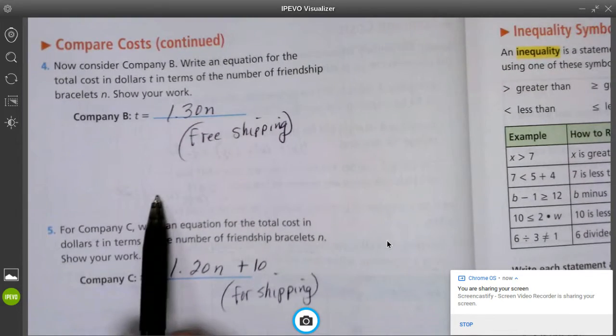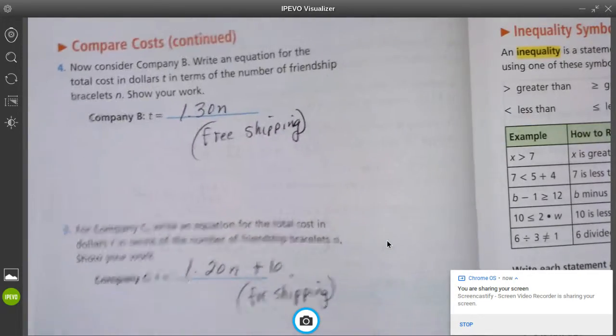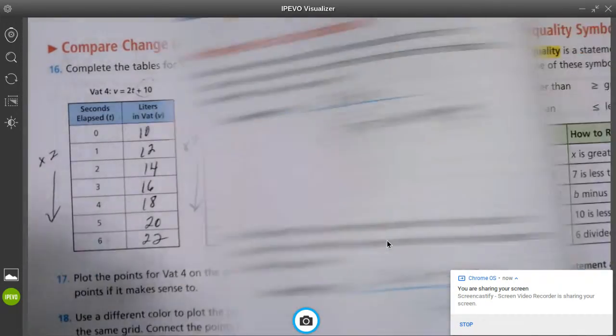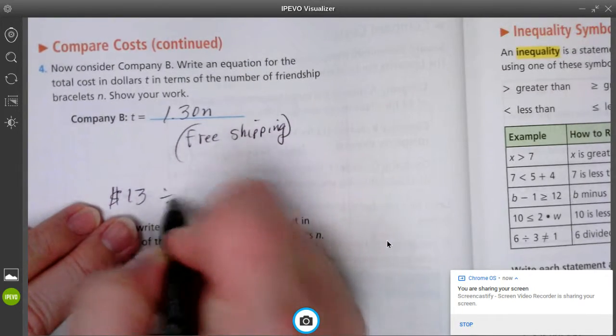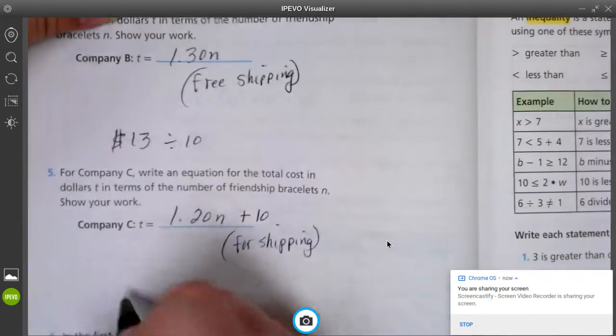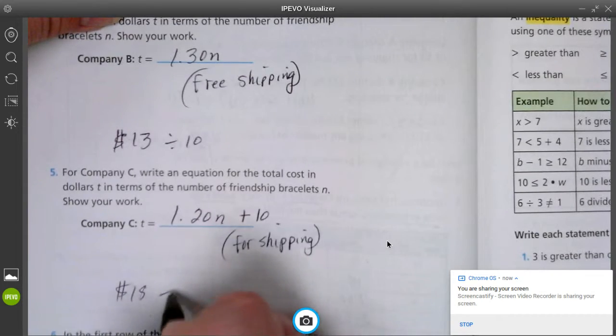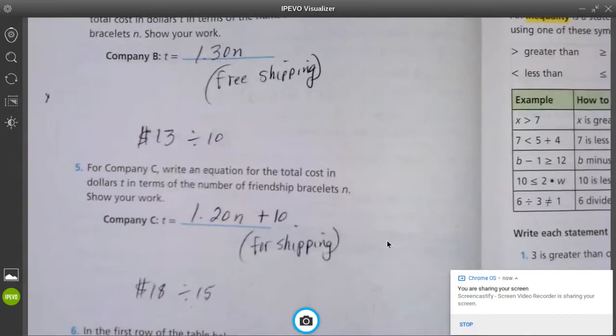This is the area to show your work if you needed to divide. Was it 10 by 13 or $13? So it was $13 for 10. And company C was $18 for 15. So if you wanted to show the work, you could do that there.